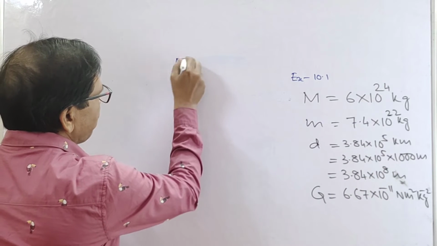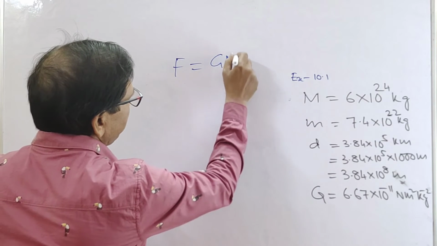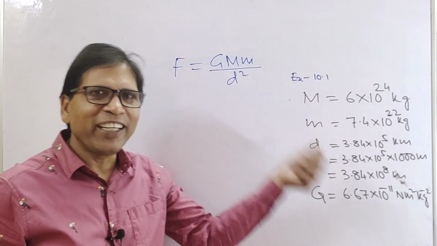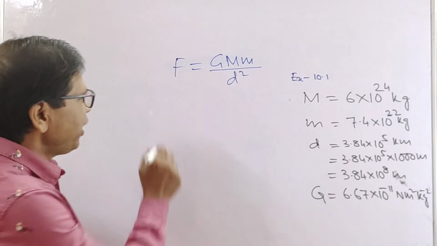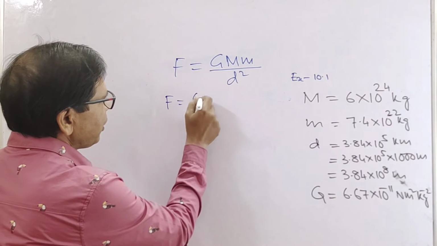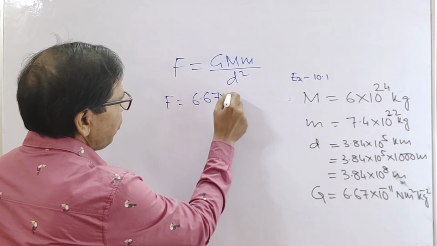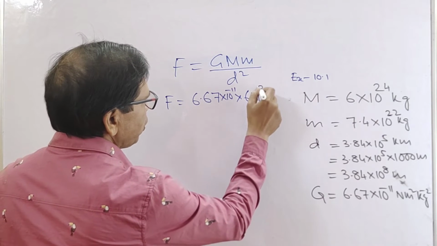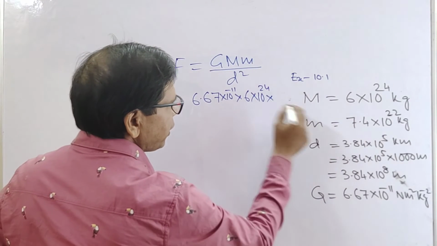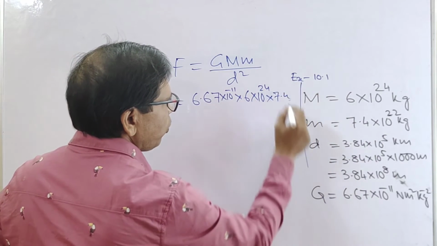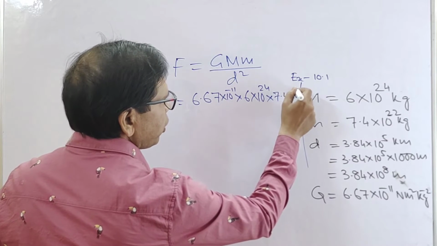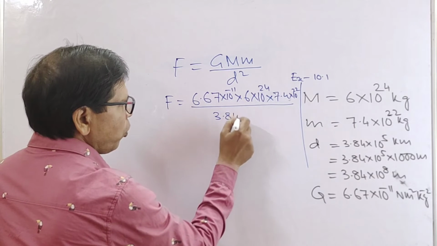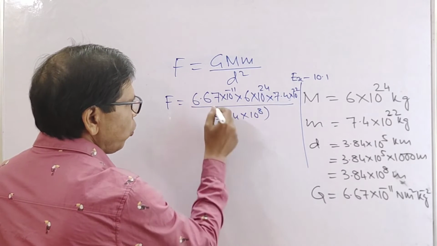Now Newton's law of gravitation, F equal to capital G, capital M, small m divided by d square. Now put these values in this equation. So here F equal to 6.67 × 10^-11, capital M is 6 × 10^24, and small m is 7.4 × 10^22, divided by d square, that is (3.84 × 10^8) whole square.